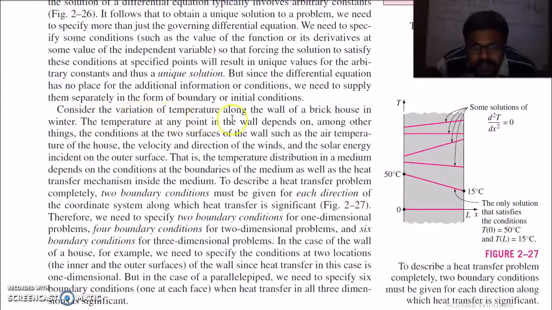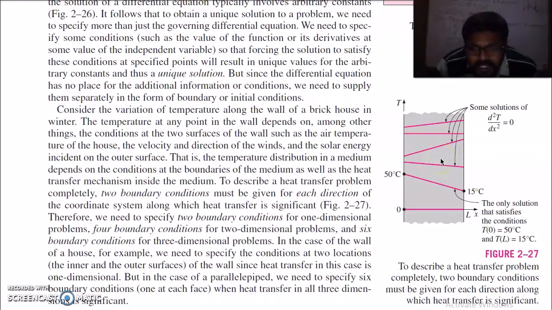So consider the variation of temperature along the wall of a brick house in winter. So this is a wall. The temperature at any point in the wall depends on the conditions at the two surfaces, this surface and this surface. The temperature may be 50 or 50 degrees Celsius, or the temperature may be 0 here and 0 here, or it may be constant throughout the wall, or here the temperature is less and here the temperature may be more. So there are different conditions. So the temperature distribution in a medium depends on the conditions at the boundaries of the medium as well as the heat transfer mechanism inside the medium.